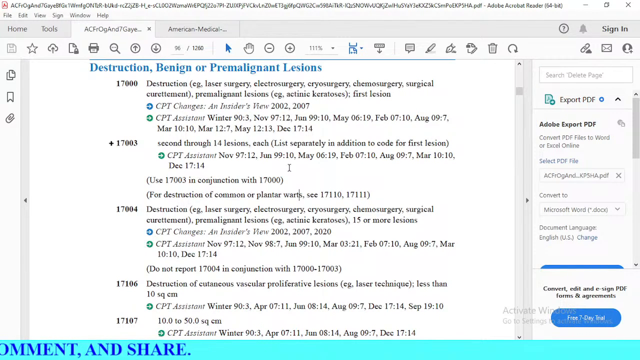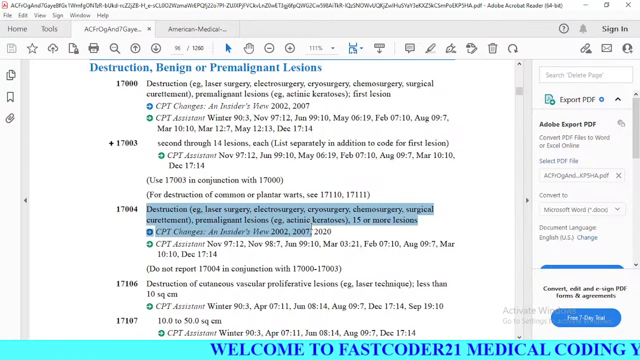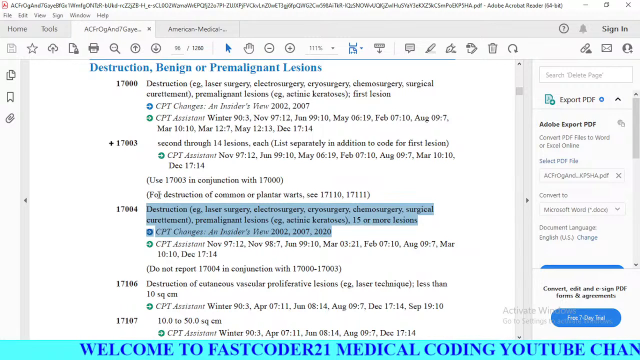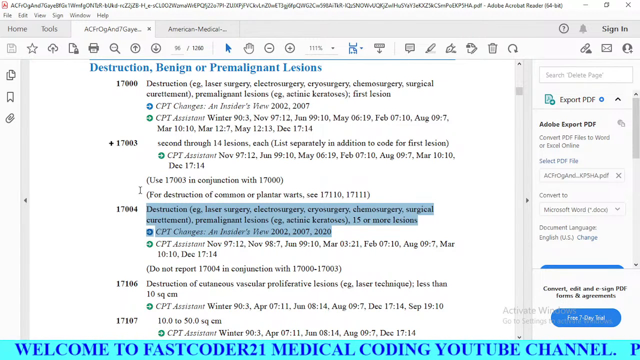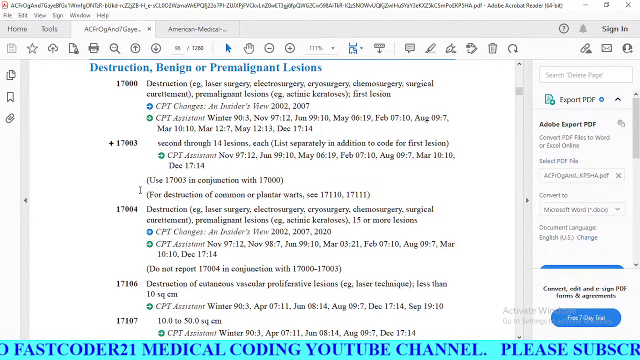For example, if the patient has 10 lesions, how do we code? 17000 for the first lesion, and 17003 times 9 for the remaining 9 lesions. If we have 20 lesions, we directly code 17004, with no need for add-on codes or the primary code. While coding, if you see the CPT book, always check before and after the codes.